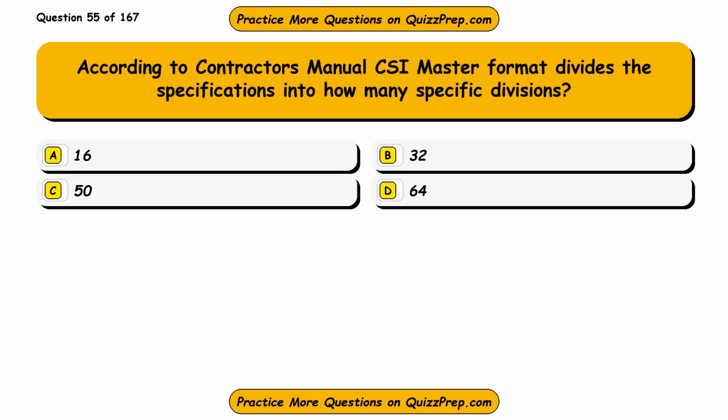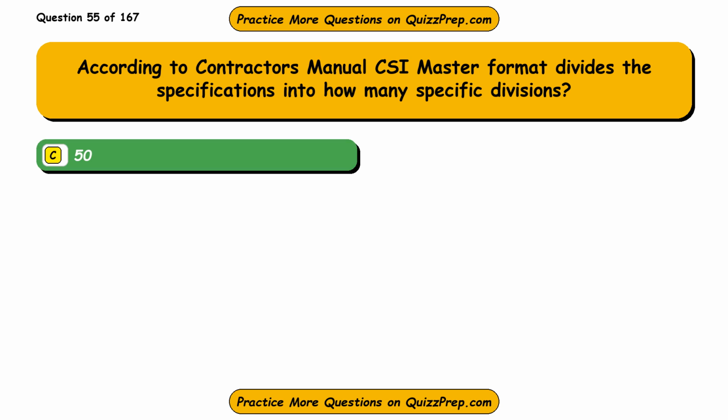Question 55. According to contractor's manual, CSI MasterFormat divides the specifications into how many specific divisions? Option A, 16, option B, 32, option C, 50, option D, 64. The correct answer is option C, 50.